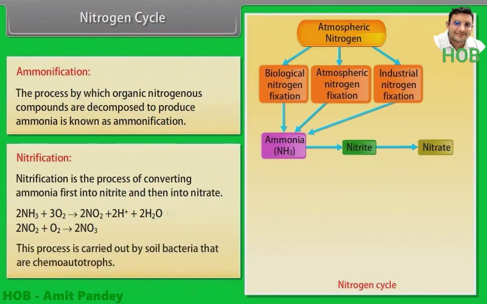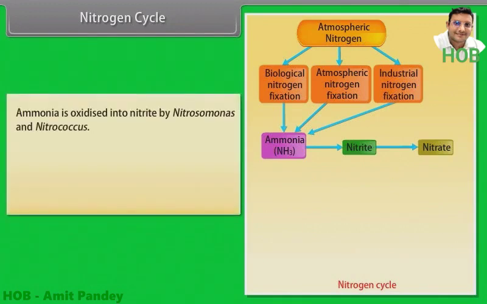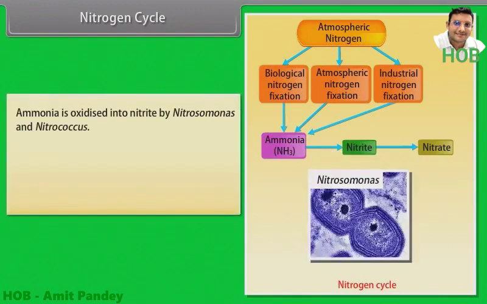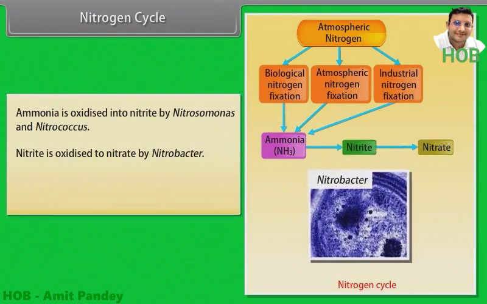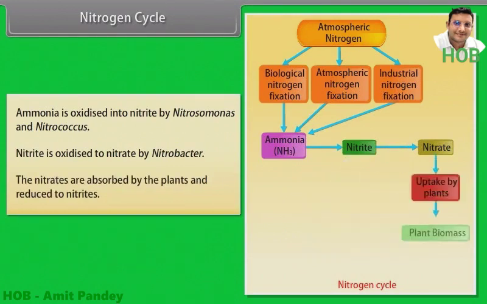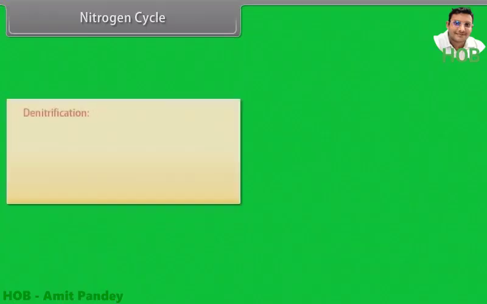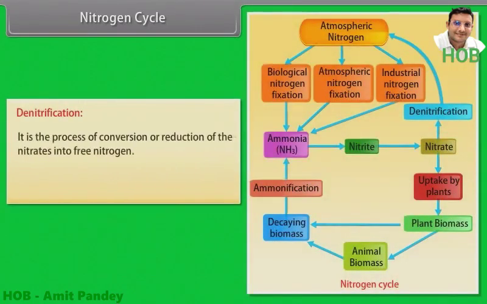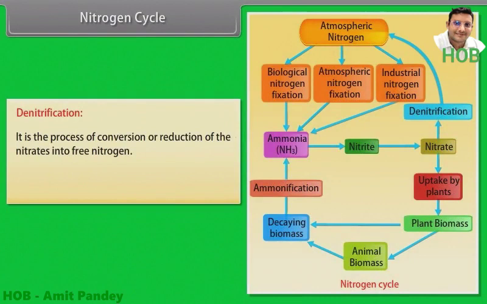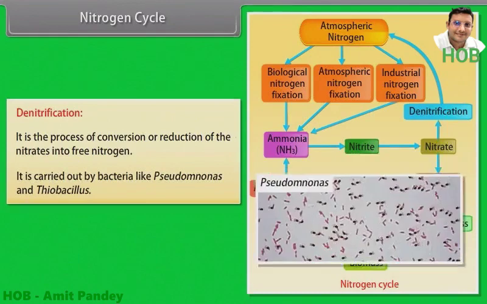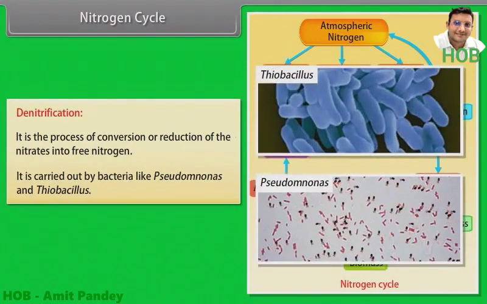This process is carried out by soil bacteria that are chemoautotrophs. Ammonia is oxidized into nitrite by Nitrosomonas and Nitrococcus. Nitrite is oxidized to nitrate by Nitrobacter. The nitrates are absorbed by the plants and reduced to nitrites. Denitrification. It is the process of reduction of the nitrates into free nitrogen. It is carried out by bacteria like Pseudomonas and Thiobacillus.